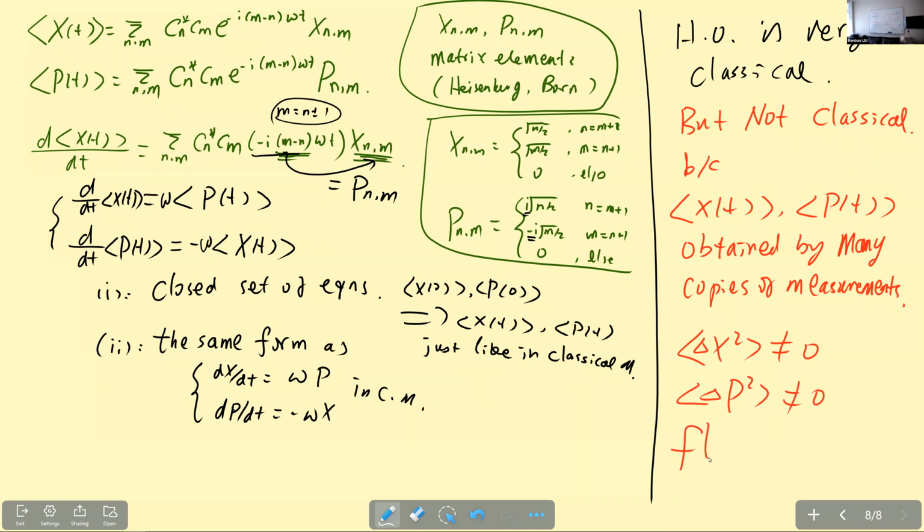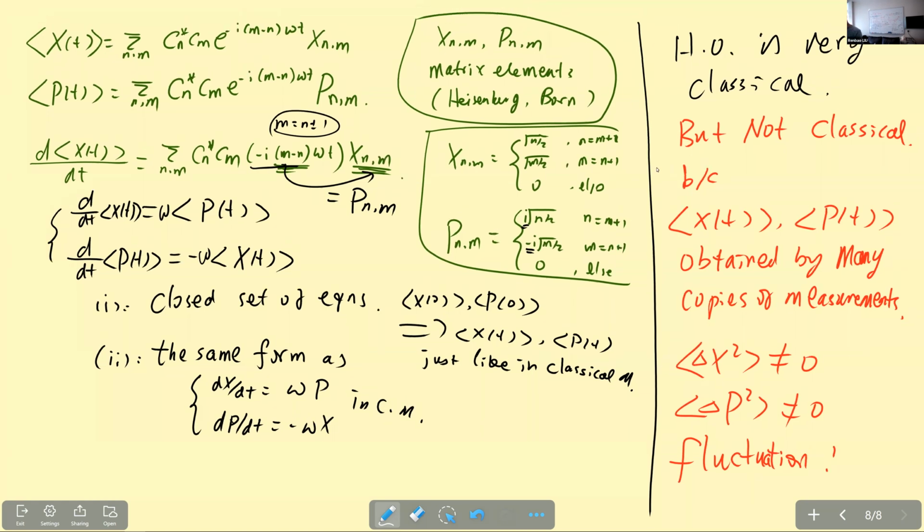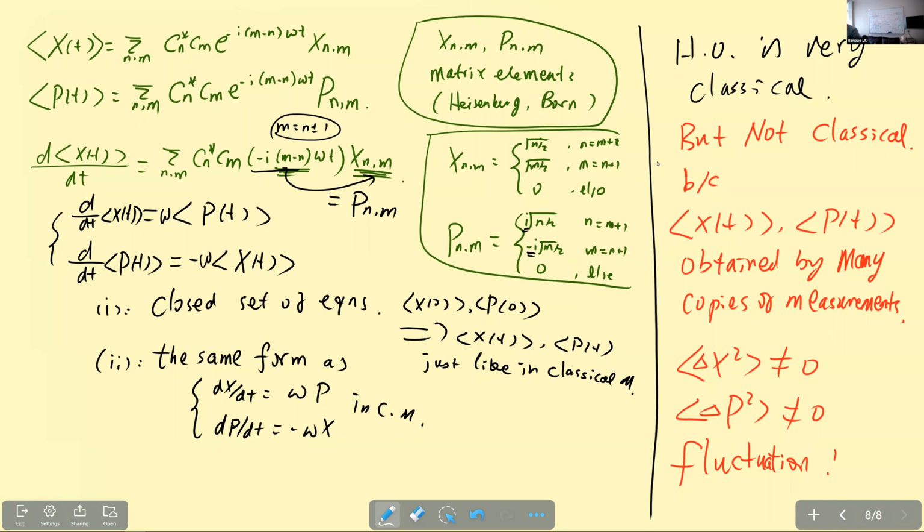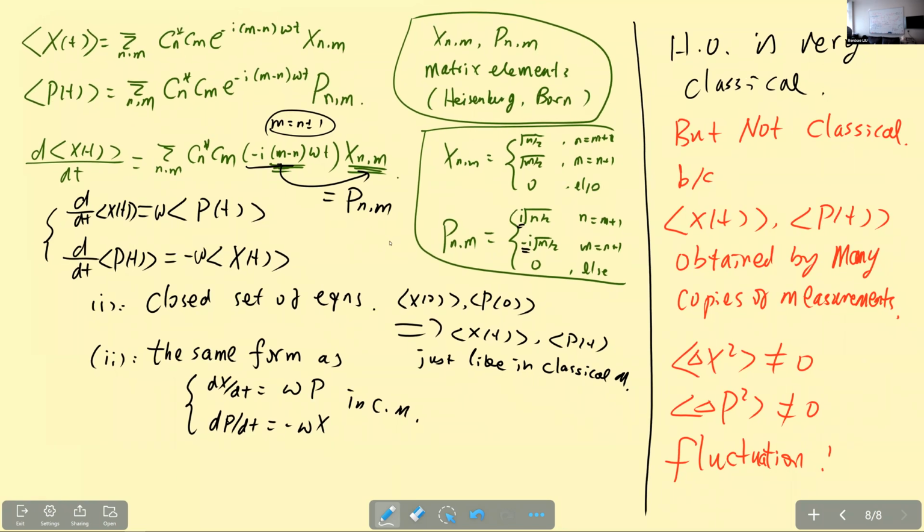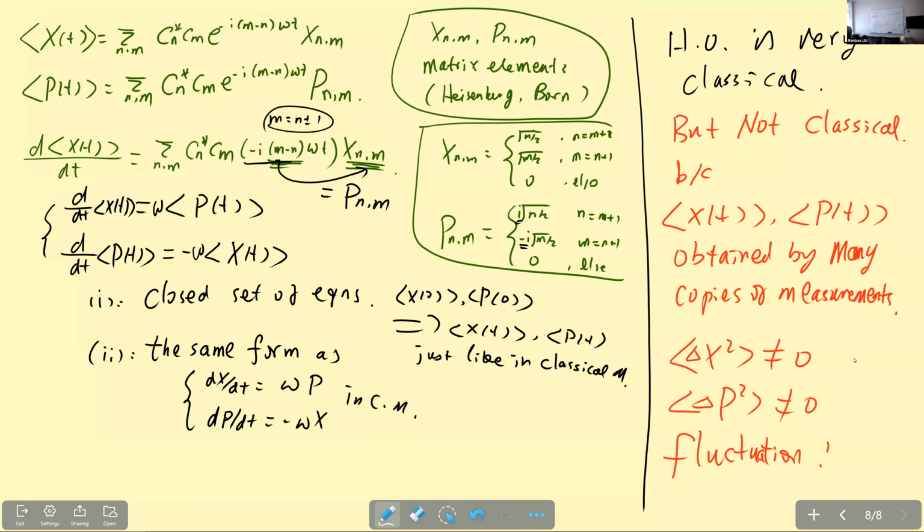So there's always fluctuation. Even though this equation of motion looks very much like classical quantities, the harmonic oscillator in quantum mechanics is still not a harmonic oscillator in classical mechanics, because of the existence of fluctuation. You need to do the quantum measurement to obtain those expectation values.